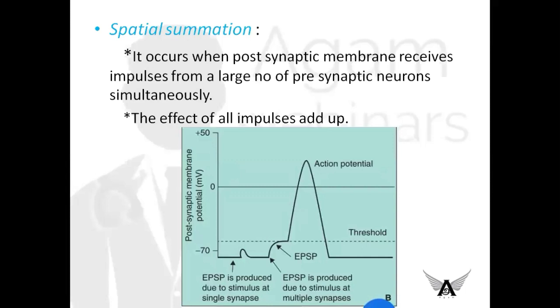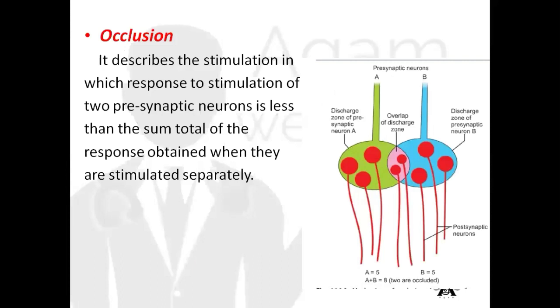Okay. Next, moving on, this is occlusion. Let me explain that first before going to the definition. See, in this picture, A is a presynaptic neuron. Whenever it is stimulated, it stimulates 5 postsynaptic neurons. And whenever B, a presynaptic neuron, is stimulated, it also stimulates 5 postsynaptic neurons. So when A is stimulating 5 and B is also stimulating 5, adding A plus B gives 10 neurons stimulated when they are stimulated separately. But when A and B are stimulated simultaneously, only 8 neurons are stimulated.